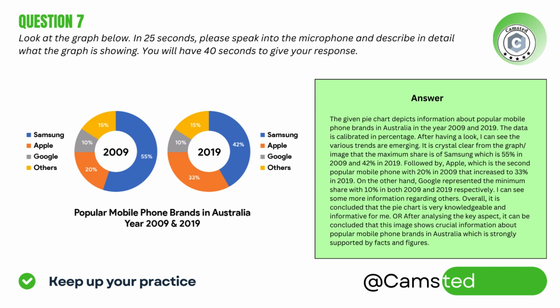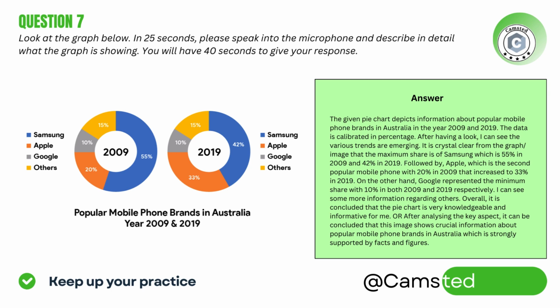42% in 2019. Followed by Apple, which is the second most popular mobile phone brand with 20% in 2009 that increased to 33% in 2019. On the other hand, Google represented the minimum share with 10% in both 2009 and 2019, respectively. I can see some more information regarding others.